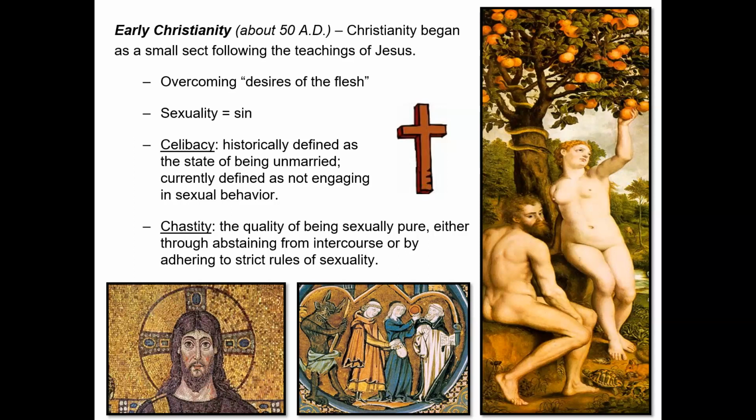And so the focus of early Christianity was overcoming the desires of the flesh. You didn't want to give in to the desires of the flesh or you'd be sinful and weak, right? And that was a very strong push in early Christianity. We get things like celibacy and chastity. And these terms are still used today, though a little bit differently. Celibacy historically was defined as being unmarried. So if you were celibate, you weren't married, which meant you weren't engaging in sex. Sex before marriage was not a thing at this time, right? Like that was incredibly sinful, right?